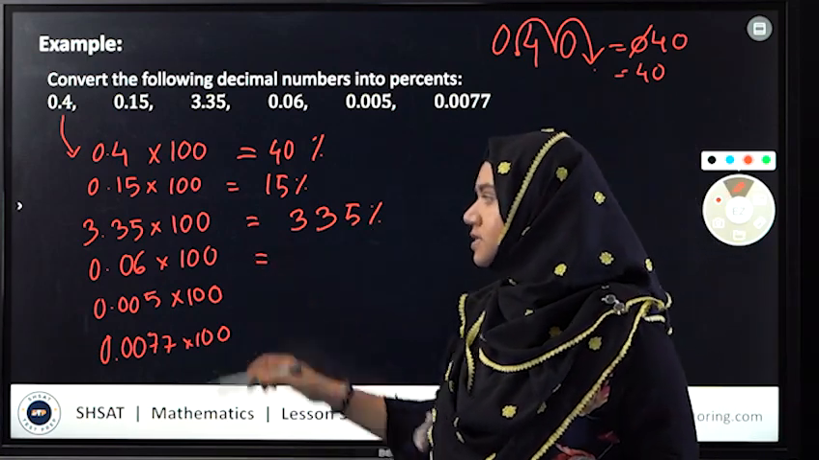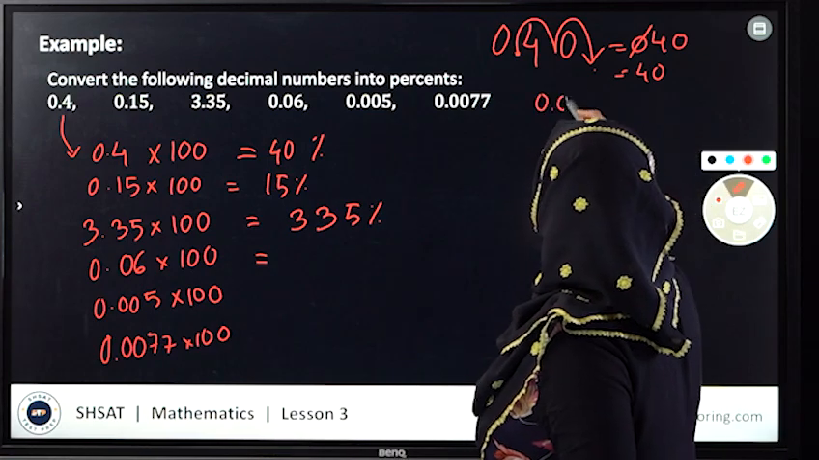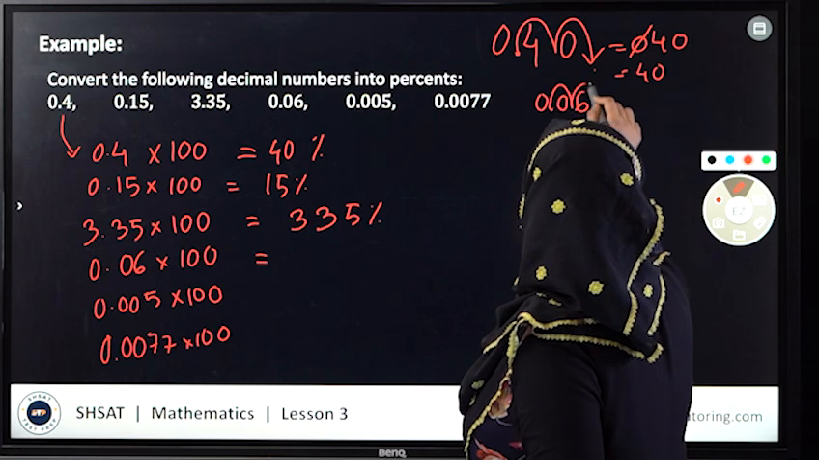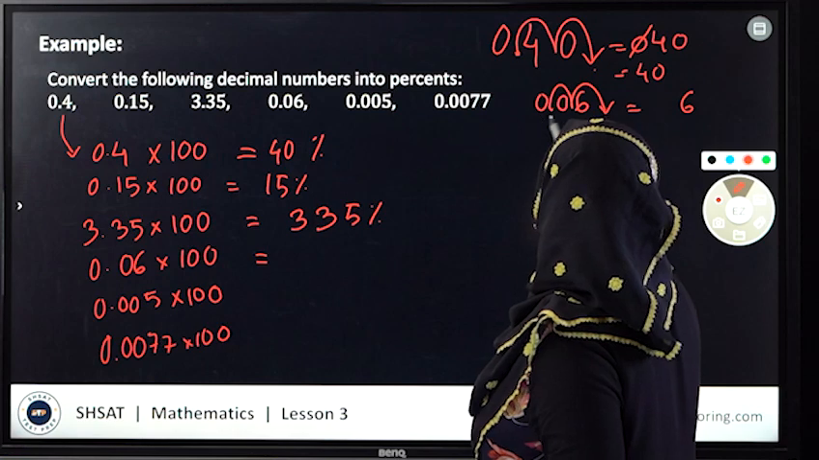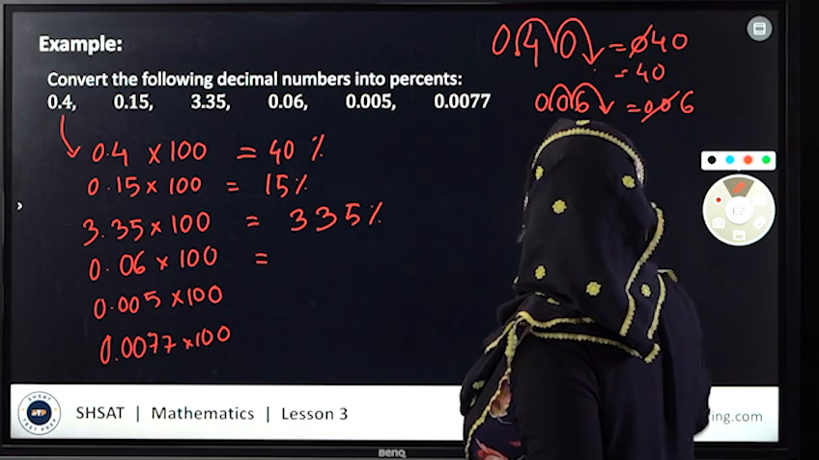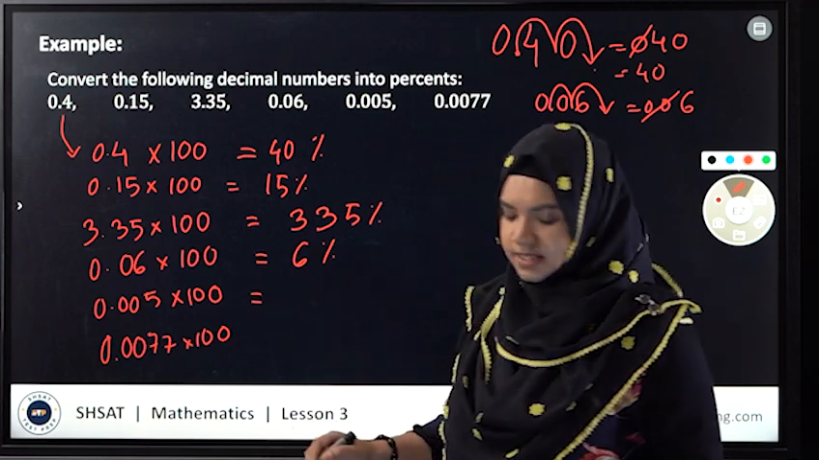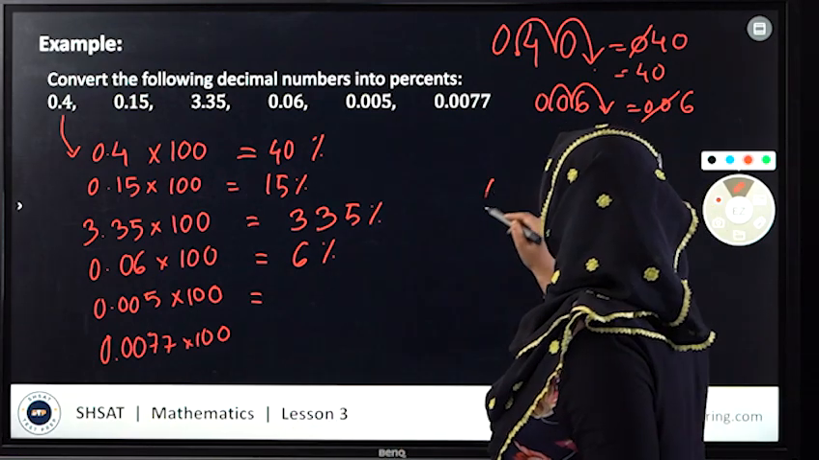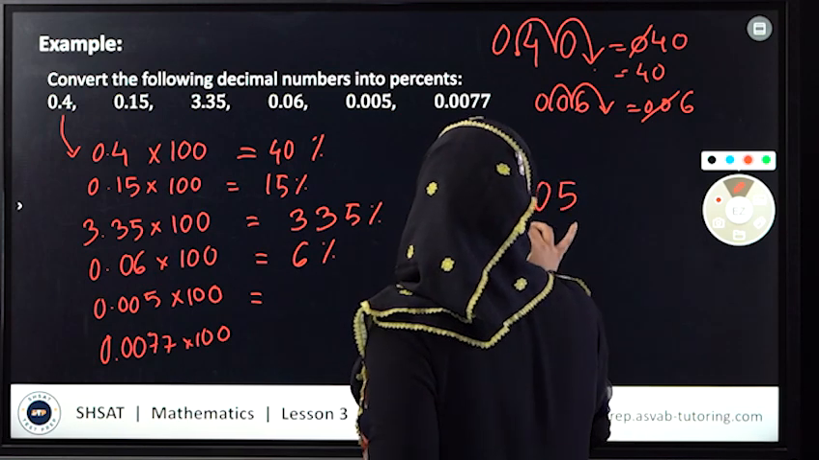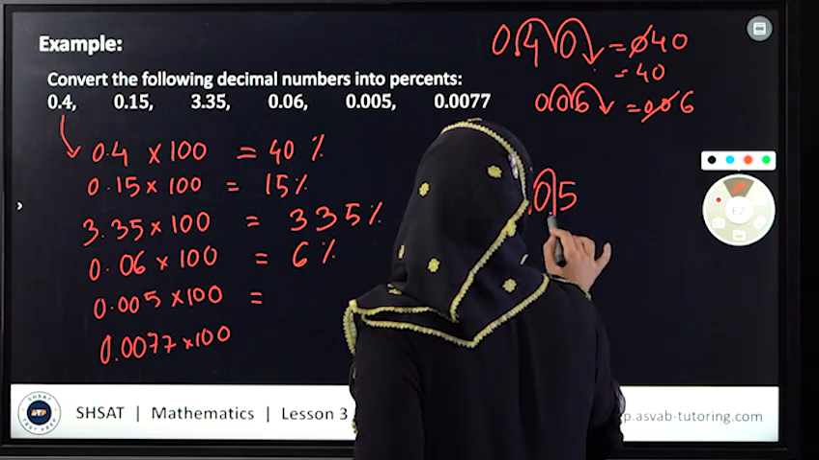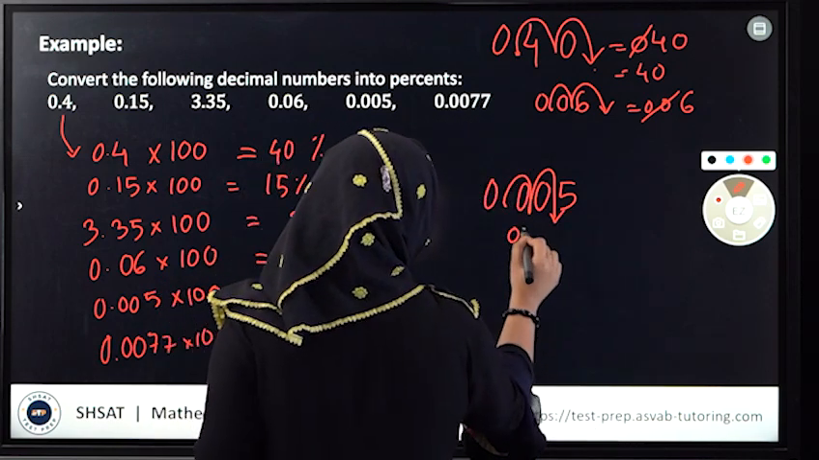How about this one? 0.06 times 100. Once again, if you think about it, taking 0.06 two units to the right, that just ends up with 6 because the zeros in front do not really have a value. So we can just write 6%. How about this? 0.005. So let's see, 0.005. Putting it 2 units to the right, that gives me 1 and then 2. So here, if you see this properly, that gives me what?